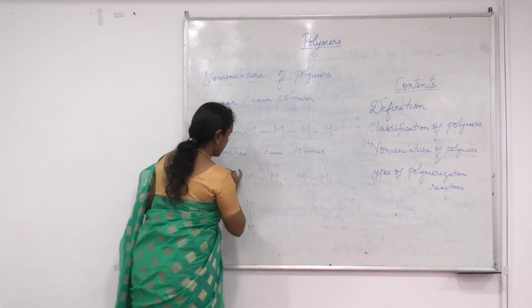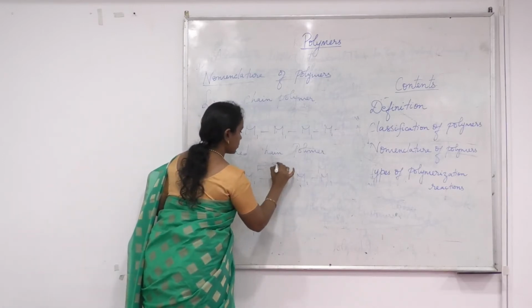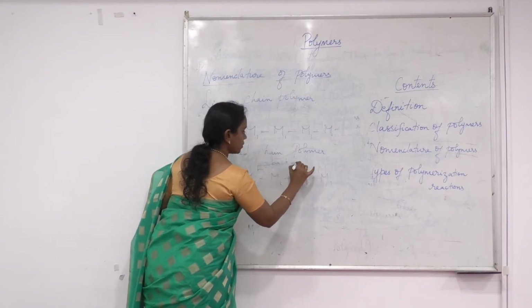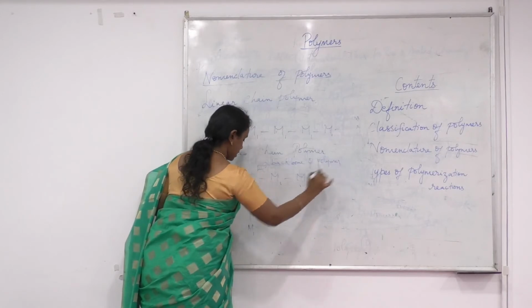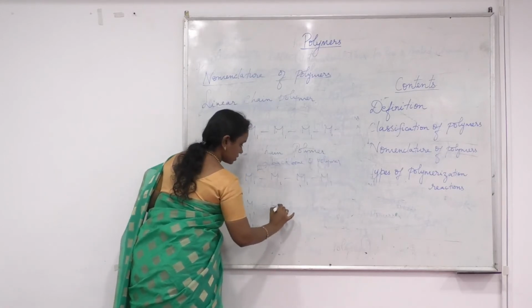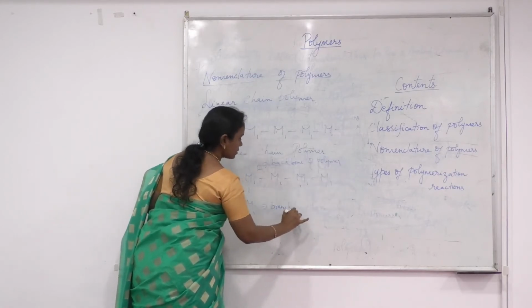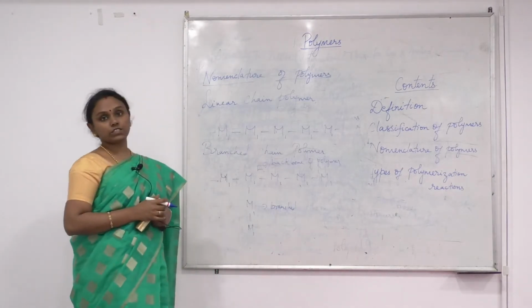So this is the backbone. This is the backbone of the polymer, and this is the branch. This is the branch structure, and this type of polymer is known as branched chain polymer.